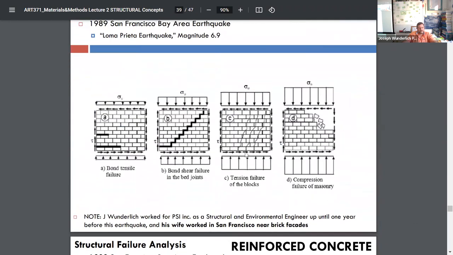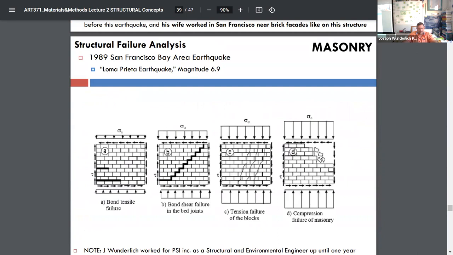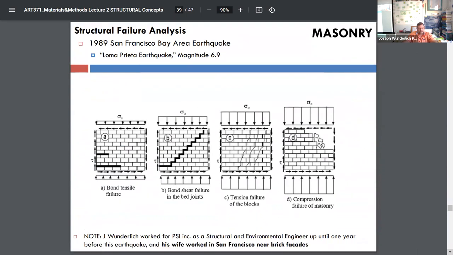Structural failure analysis here. Again, this is all conceptual. This is architecture class, so an engineer would go through with attention to detail. But you can see the different kinds of bonds between bricks, and the different kinds of failures you can have in the bond and in the brick itself, based on bond shear, tension and compression failures.